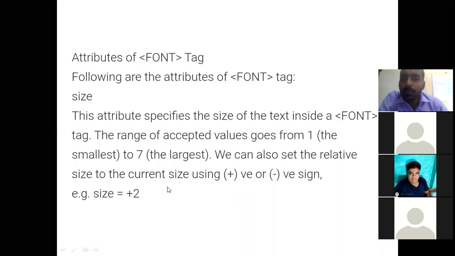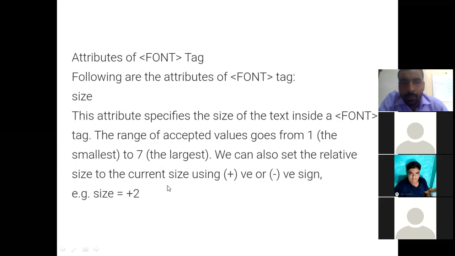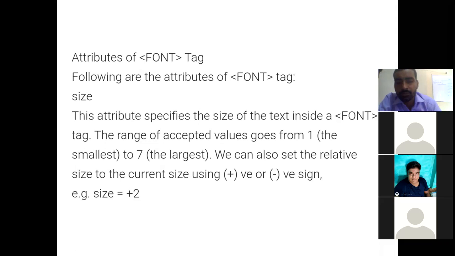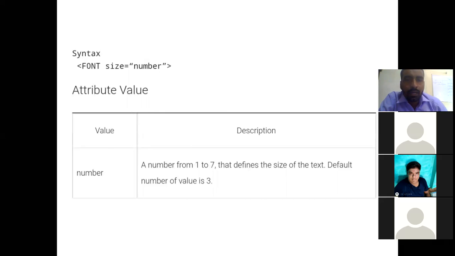Like, by default you have set the font size 1. Now you want to increase by 2, so you can write plus 2. Plus 2 means that the default size of the text will be incremented by 2 points. The size will be increased by 2 points. As you can see, we can define the size equal to a number from 1 to 7 that defines the size of the text. The default size of text is 3.